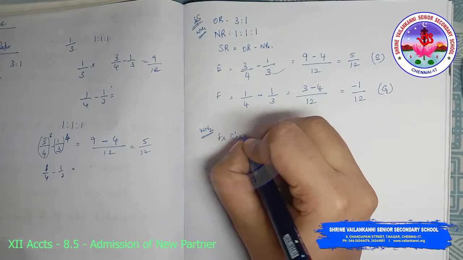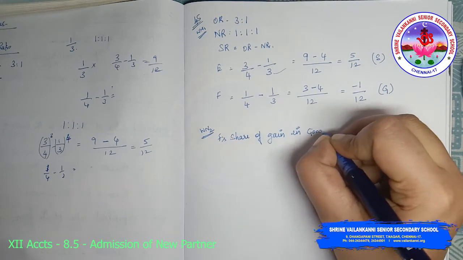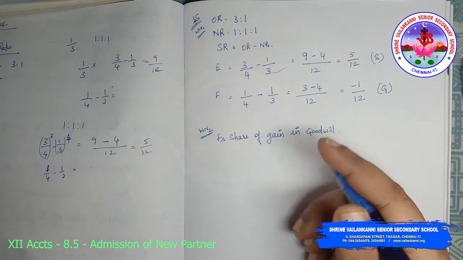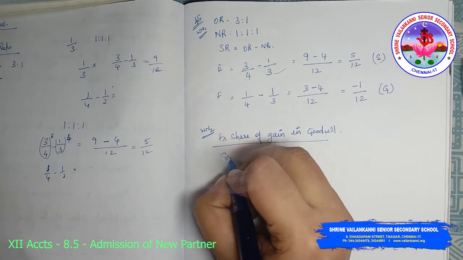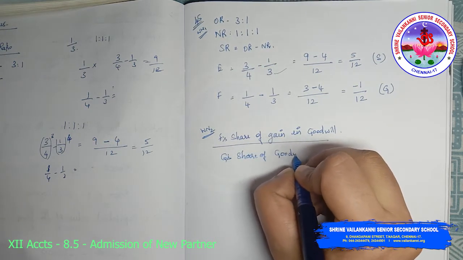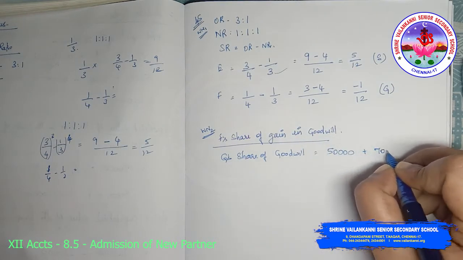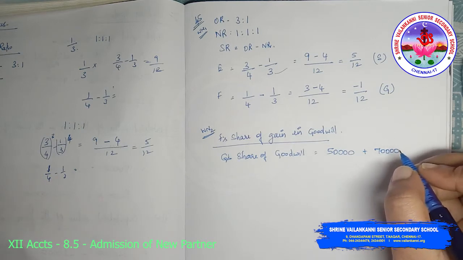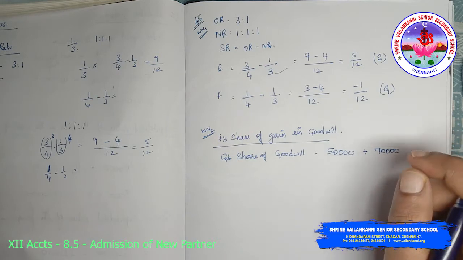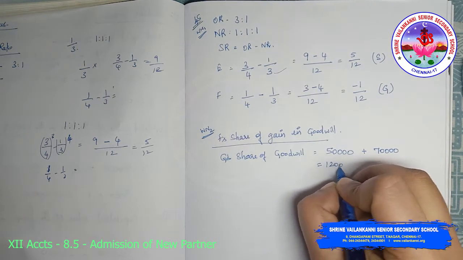The second working note is going to be F's share of gain in goodwill. G's share of goodwill is equal to 50,000 plus 70,000. G has brought 50,000 in cash and machinery worth 70,000 for a share of profits as premium of goodwill. So it's going to be 1,20,000.